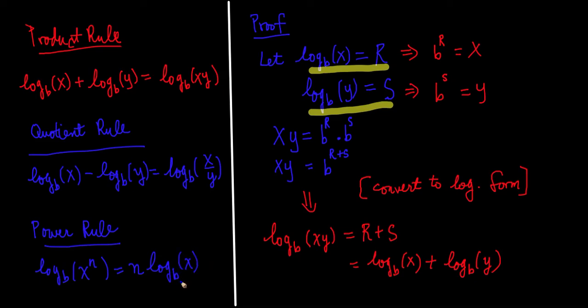So I'm not going to prove everything here in this video. The proofs for the quotient rule and the power rule are very similar to this proof. You set up two known equations, and then you manipulate the properties of exponents, and then you convert it back to logarithms. Okay, so I welcome you to prove this for yourselves as an exercise.